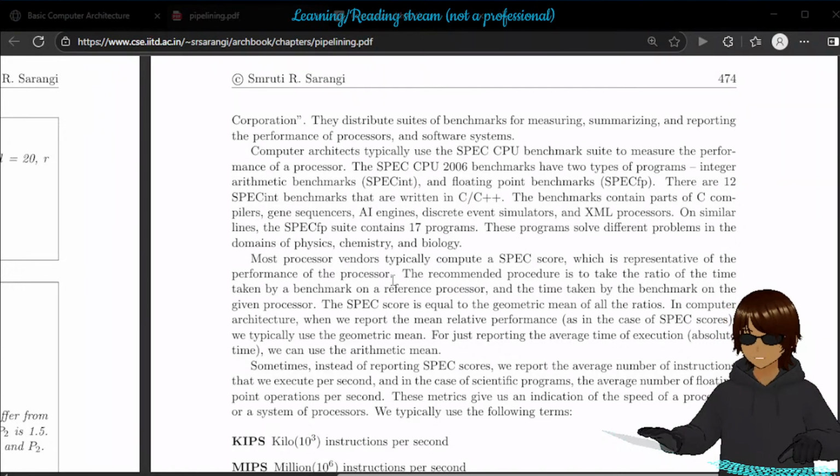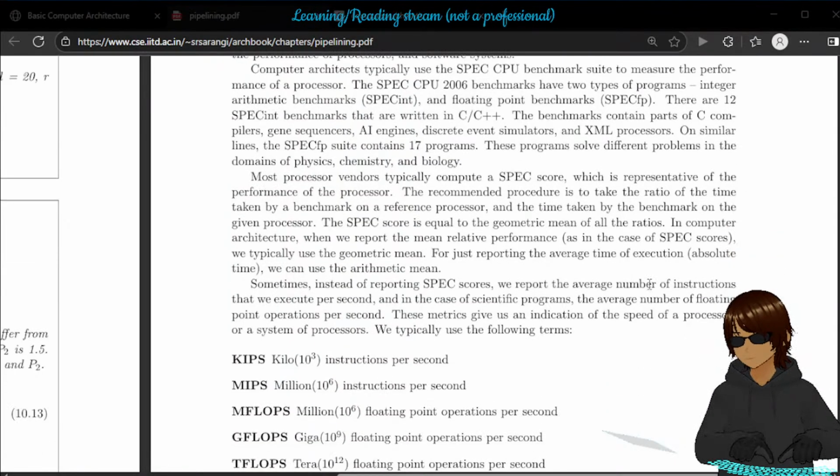Most processor vendors typically compute a SPEC score, which is representative of the performance of the processor. The recommended procedure is to take the ratio of the time taken by a benchmark on the reference processor and the time taken by a benchmark on the given processor. The SPEC score is equal to the geometric mean of all the ratios. In computer architecture, when we report the mean relative performance, we typically use the geometric mean. By just reporting the average time of execution, we can use the arithmetic mean.